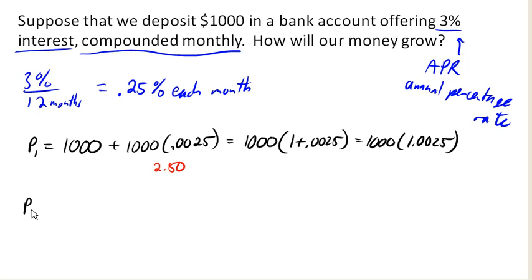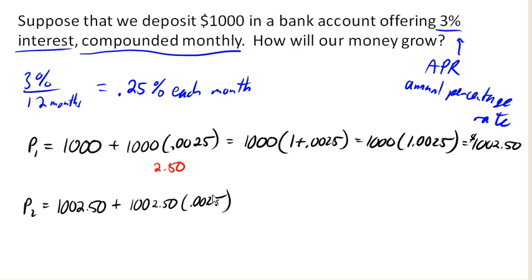So let's see what would happen in the next month. Oh, by the way, this comes out to $1,002.50 after we add in our $2.50 worth of interest. So in the next month, I'm going to start not with $1,000, but with $1,002.50, and I'm not going to earn interest on just the original 1,000, but I'm going to earn interest on the $1,002.50. And so instead of earning $2.50 worth of interest, I'm going to earn about $2.51 worth of interest. Not a huge difference at this point, but it is different, and we are earning more.